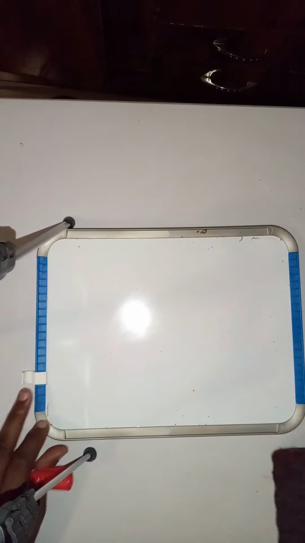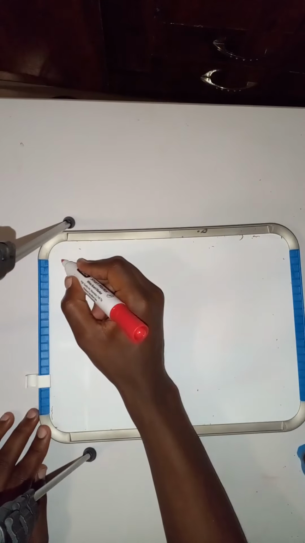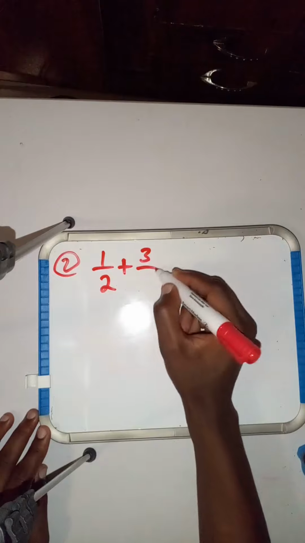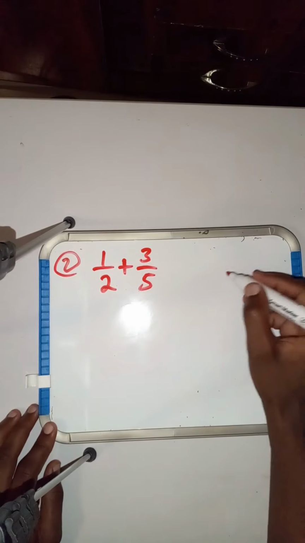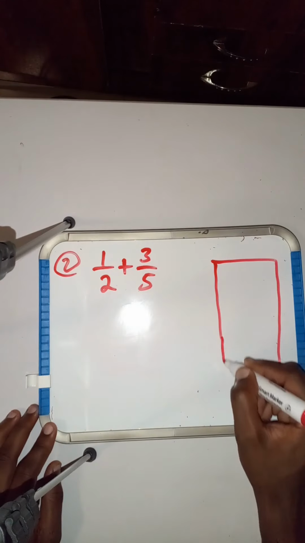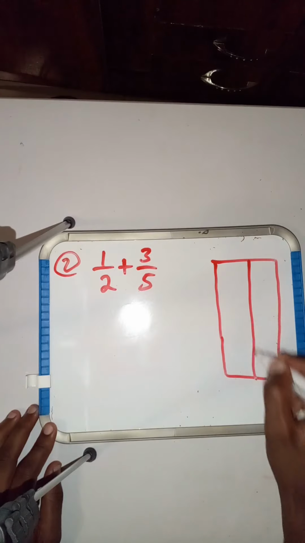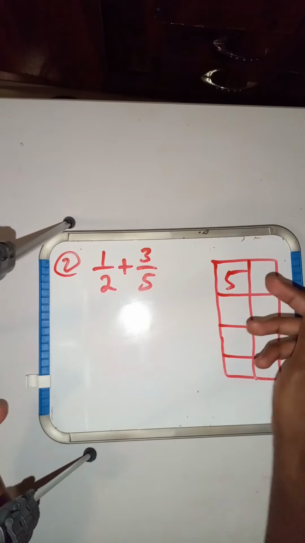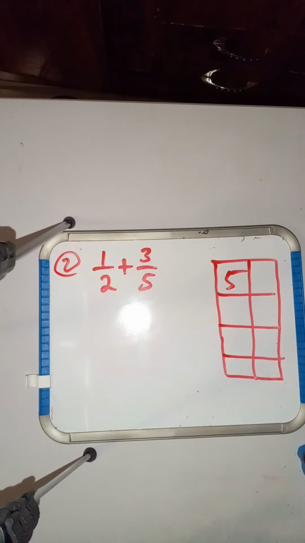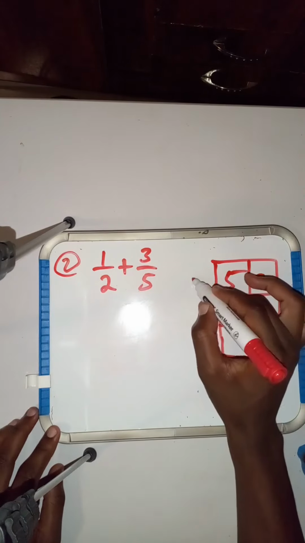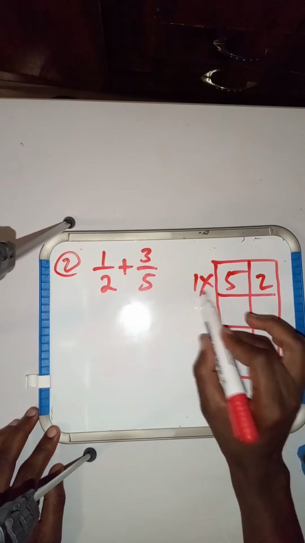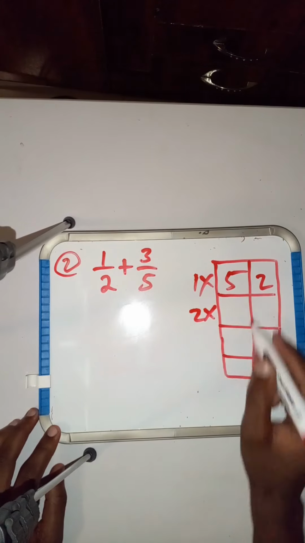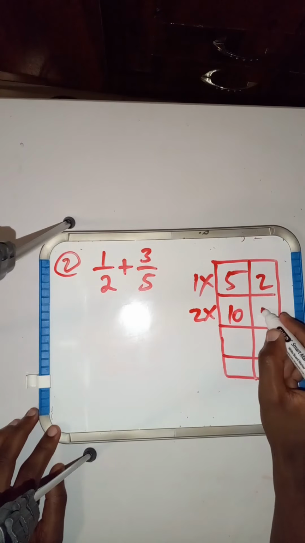Okay, our example number 2, we have 1/2 plus 3/5. Okay, same thing. We will write our table. We put 5 here. Doesn't matter whether you put 5 this side or you put 5 that side. And then you put 2 here. Then we'll start by saying 1 multiplied by 5, which is 5. 1 multiplied by 2, that is 2. Okay, now moving on. We'll have 2 times 5, that is 10. 2 times 2, that is 4.